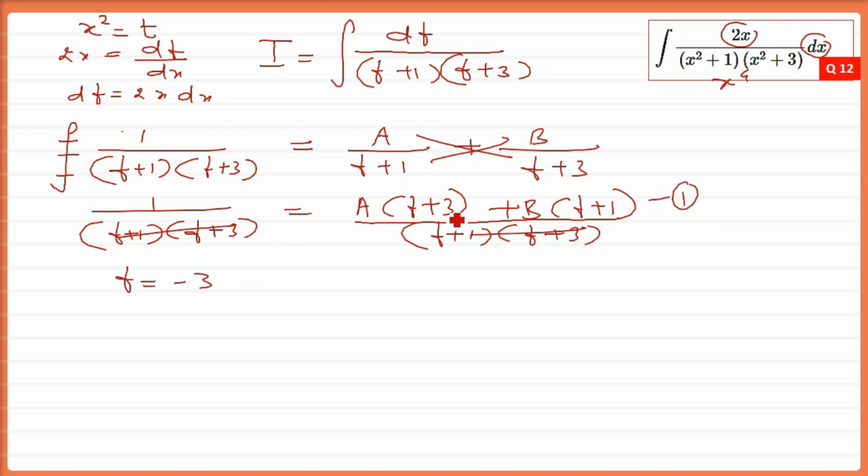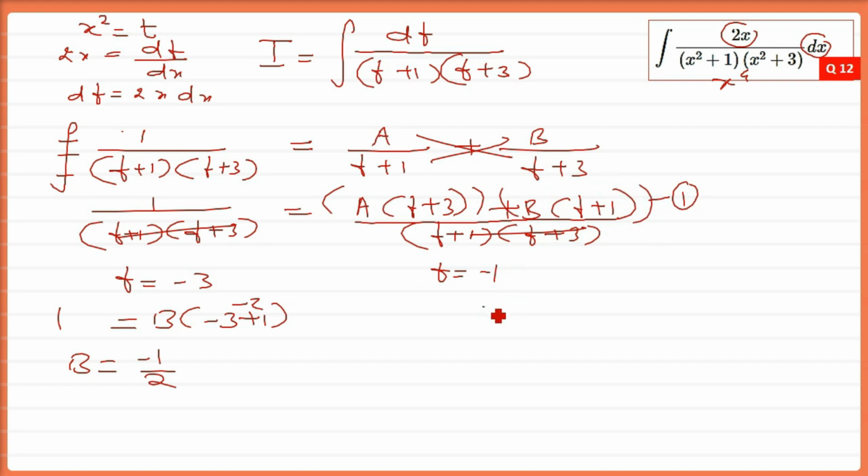If we place t equals to negative 3, the first term of the right hand side of equation number 1 will vanish. So we have t equals to negative 3 on the left and right also. So we will get b equals to negative 1 by 2 here. Now when we place t equals to negative 1, the second term will have the value 0. So we get a from here after replacing t equals to negative 1. So 1 will be equal to a into (3 minus 1), which is 2. a became 1 by 2.